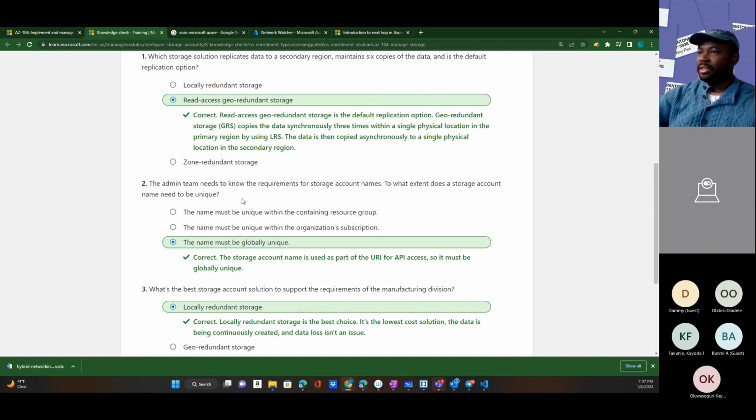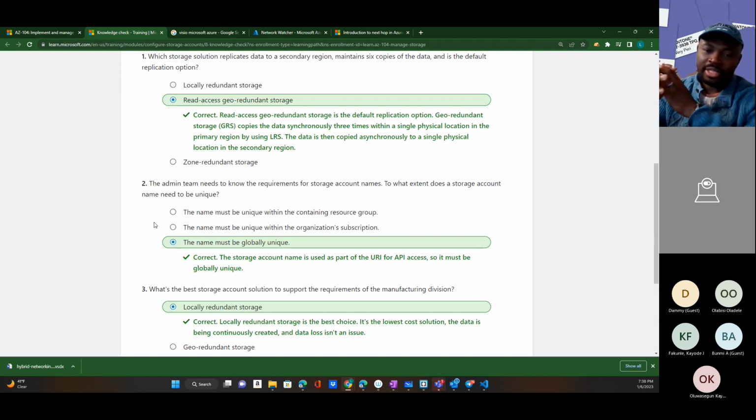Number 2, the admin team needs to know the requirements for storage accounts. Yeah, so whenever you create a storage account, make sure it's globally unique. This is less cumbersome to achieve when you are automating your configuration, your deployments. If you are using PowerShell, if you are using Terraform, you can create rules that will index the storage account name so that it will add some values, even if the name already exists, you have some values in front of the name just to distinguish your storage account name.